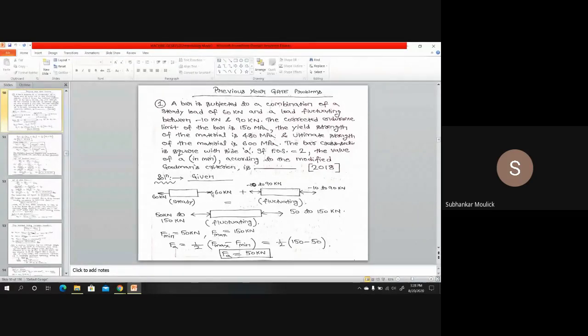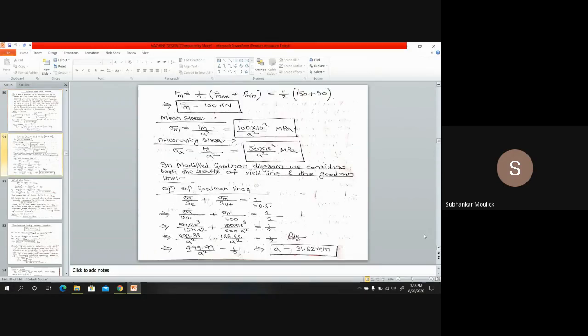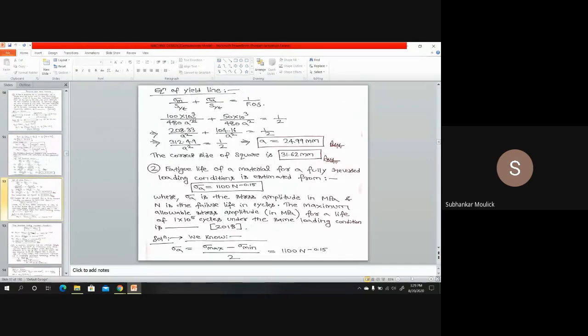So this was asked in 2018. This question was asked in 2018. It is an easy question. Where could you get stuck in this question? First, the question says that a steady load is also acting, as well as a fluctuating load is also acting, so how to proceed here? You can get confused. And second, you have to use the equation of the Goodman line as well as the equation of the yield line, and then take the better of the two values. This is the second point of confusion which can arise in this question.